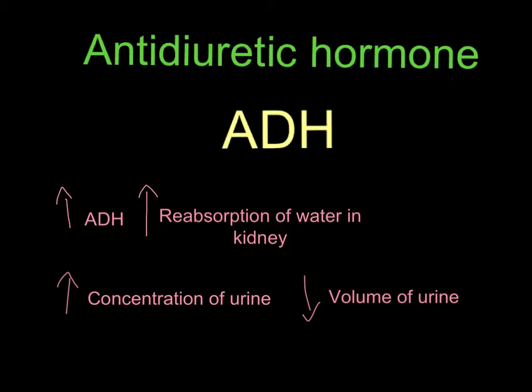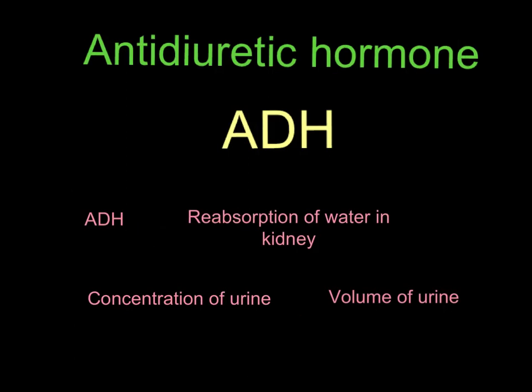Some days we drink lots of water, and when that happens, this whole process gets reversed. So when our body feels that we have enough or too much water, the pituitary will release less ADH. This will cause the reabsorption of water in our kidney to drop. We'll produce more dilute urine and lots of it.